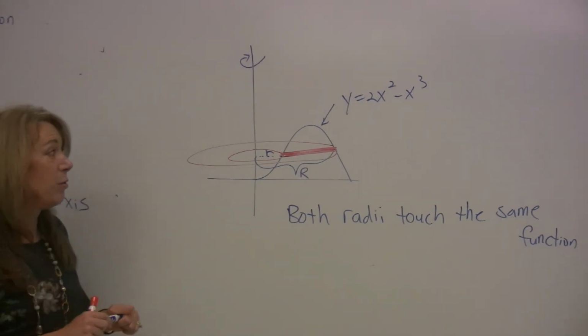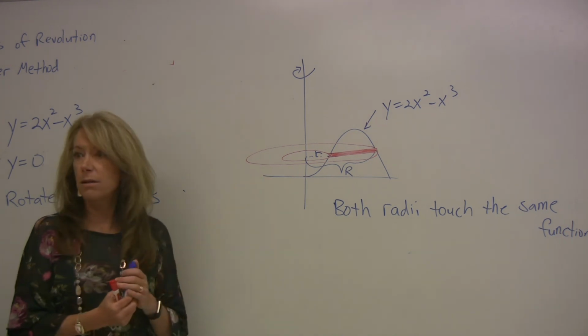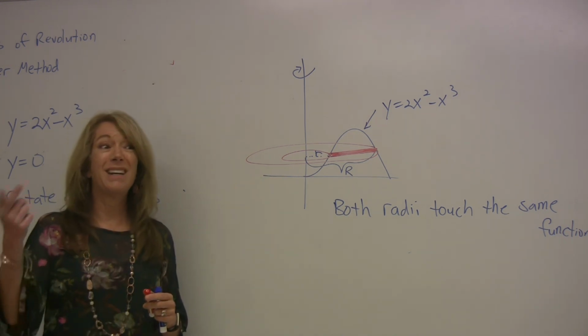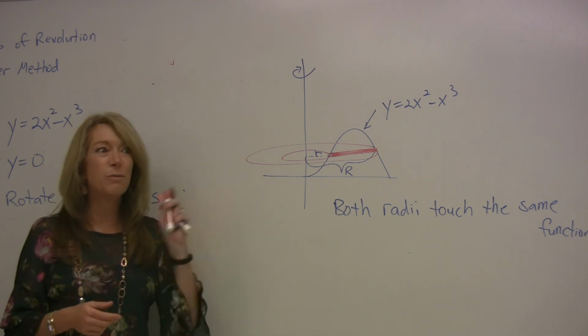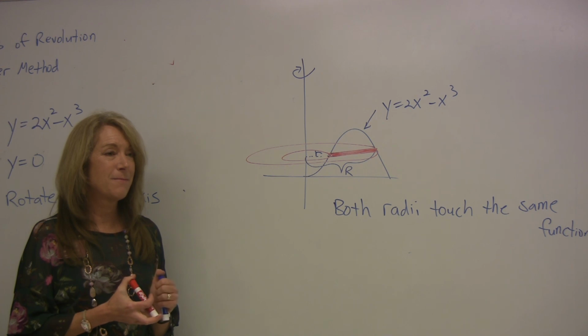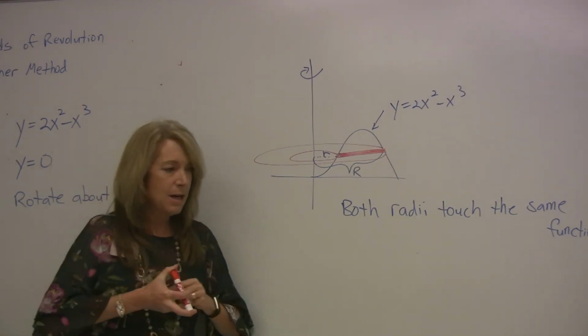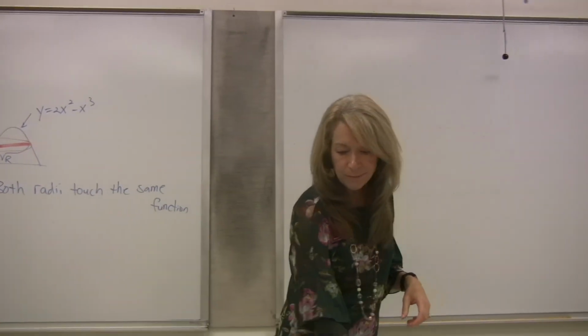So this is an example of one that you cannot do with the washer method or the disk method. Disk would only be solid. What we're going to do next Tuesday is learn yet another way to find these that does work. So we can't finish this problem today. We're stuck. Okay, so let me give you a couple announcements and reminders.